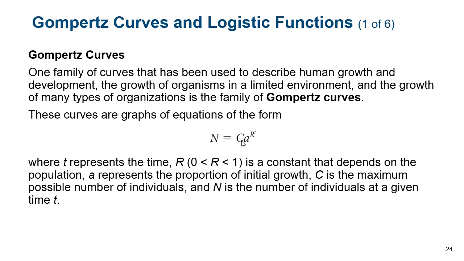And the reason why C is the maximum number is because as T goes to infinity, right, as time goes to infinity, we have a fraction raised to a really big number. As we raise fractions to larger and larger numbers, they get closer and closer to 0. And in fact, if you take the limit as T goes to infinity, R to the T becomes 0, A to the 0 becomes 1, and the number of things just becomes C.